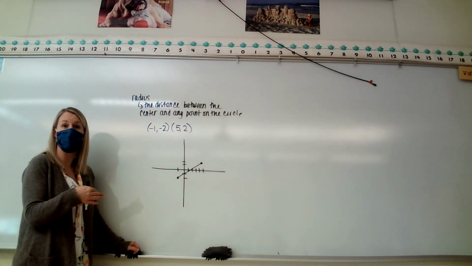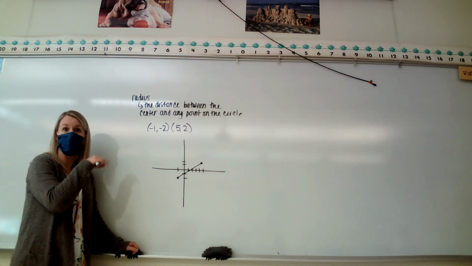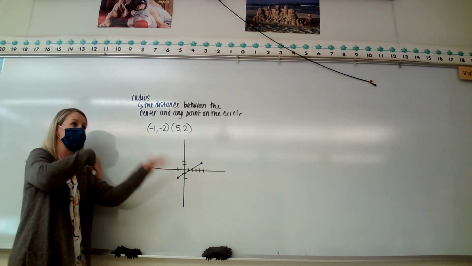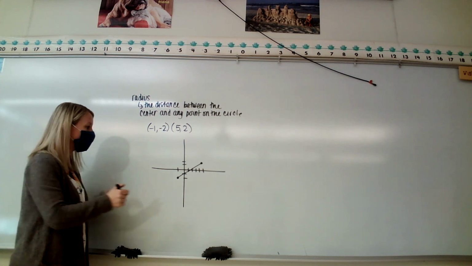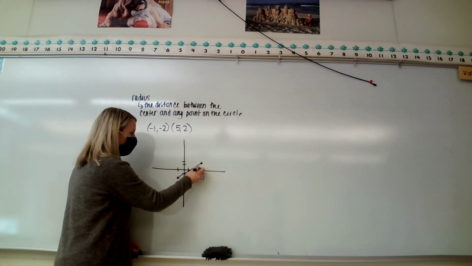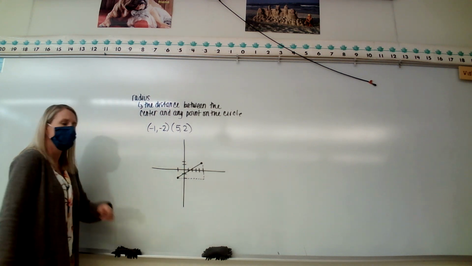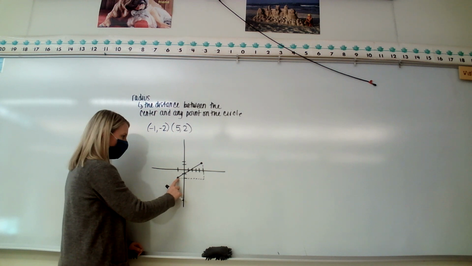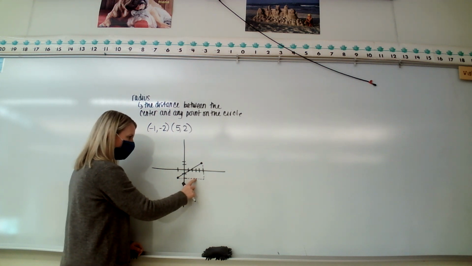What I always do is I just make a triangle and then do Pythagorean theorem, because that's actually what the distance formula is. It's just Pythagorean theorem kind of rearranged for you. So I just kind of come over and up. I just want to know what's this distance. So what is this? 1, 2, 3, 4, 5, 6.